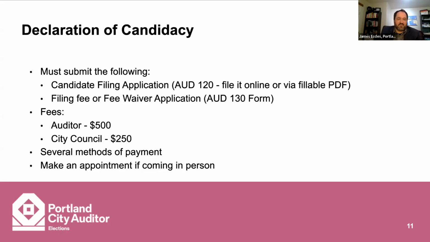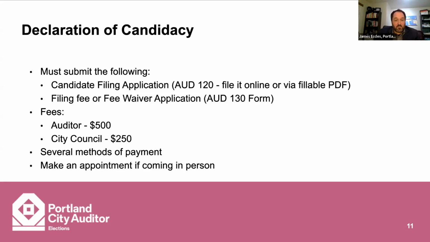But first, let's talk about the rest of the requirements for filing in this method. The next is that you need to pay the filing fee. Or if you do not want to pay that fee and you qualify, you can file the fee waiver application. I do want to note that the fee waiver application must be filed and approved prior to you filing the AUD 120. So the order is: you do the fee waiver, and once you're approved, you can do the filing application.